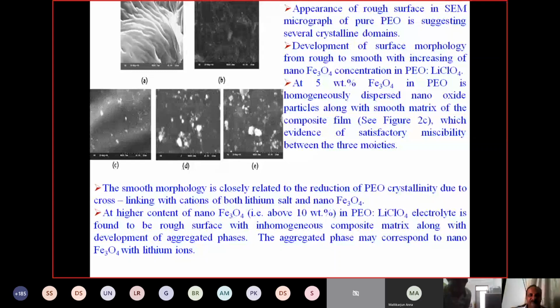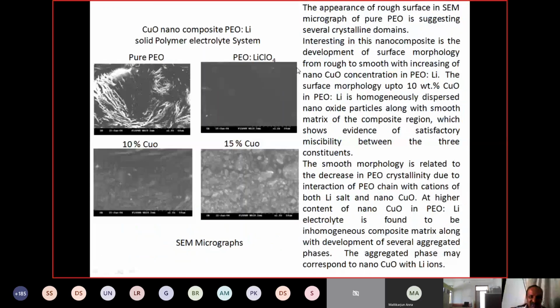You see here, copper oxide nanoparticle, which we doped in the PEO LiClO4. This is for the pure PEO. PEO LiClO4, we added 10% and 15%. Up to 10% is perfect. The dispersion is perfect. But you see here, again the copper oxide aggregation is taking place. The semi-crystalline nature of the pure PEO, when we add the salt, shows a smooth surface, which means it is increasing the amorphous nature, and then the nanoparticle disperses in this. Then for the higher concentration, the possibility of nanoparticle aggregation taking place again.